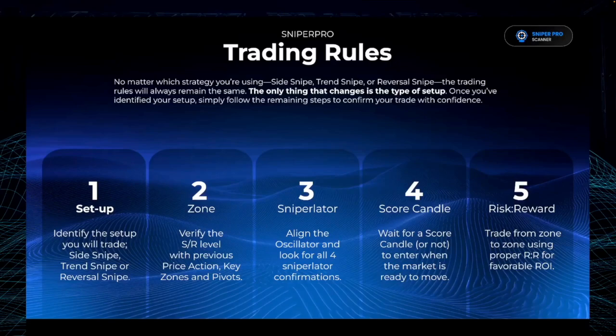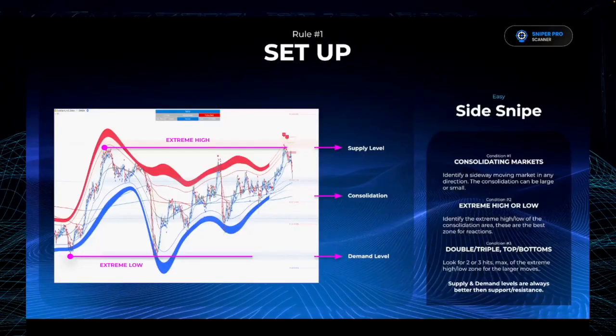And step 5, setting up the proper risk to reward. So let's jump on to the first rule, which is the setup. There are three setups. The first setup is the side snipe, and the side snipe is considered an easy setup. That's based on three market conditions.